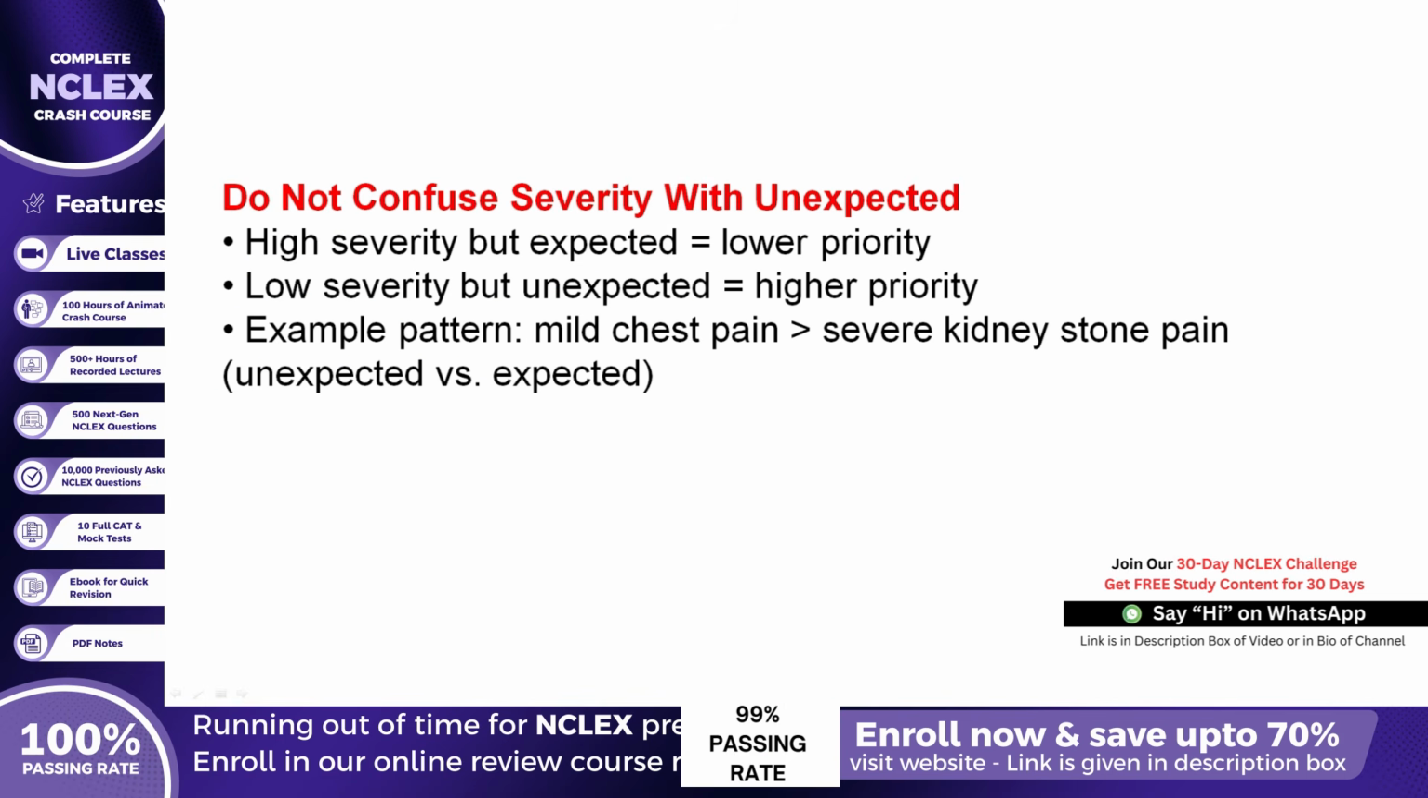Finally, always remember not to confuse severity with unexpected findings, because a high-severity condition that is expected becomes a lower priority, while a low-severity condition that is unexpected becomes a higher priority. A classic example of this pattern is that mild chest pain is prioritized over severe kidney stone pain simply because one is unexpected while the other is expected.